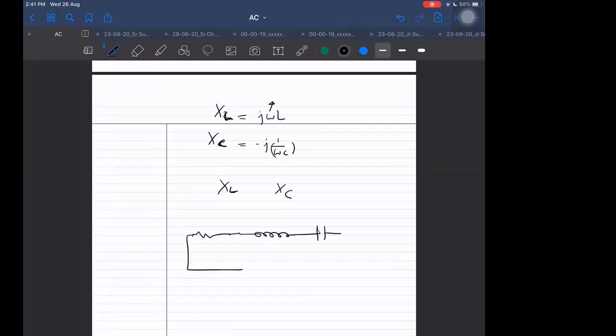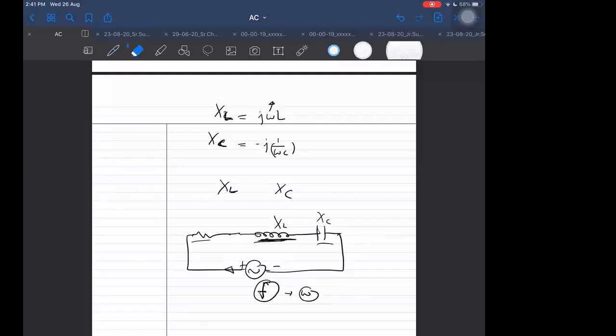I will not do anything in that, but I will adjust the frequency of the AC generator, the source of current. Its frequency I will change. If I change the frequency here, that will change omega, which will change XL, and which will change XC. So without touching the circuit, just by changing the frequency, I am able to change the effective impedance of this circuit, and also the effective value of reactance.